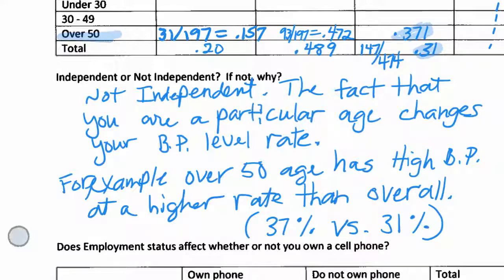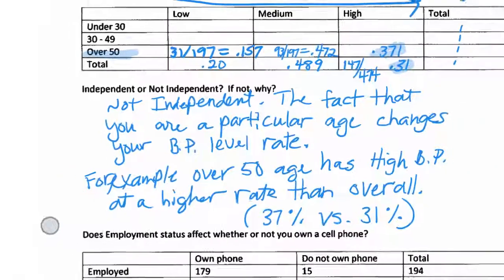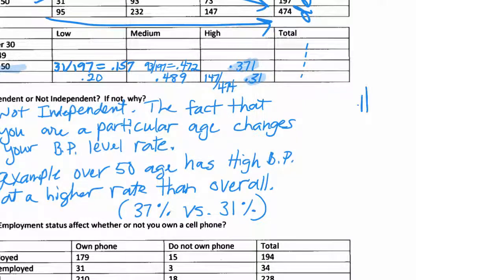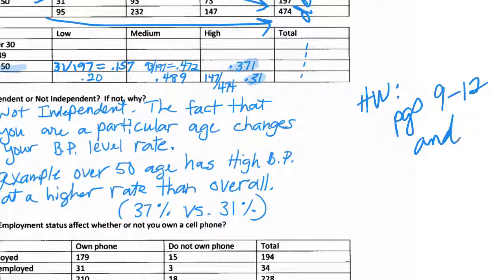So in summary, your homework is the rest of this, pages 9 through 12, and that AP question on page 5. And that's it.